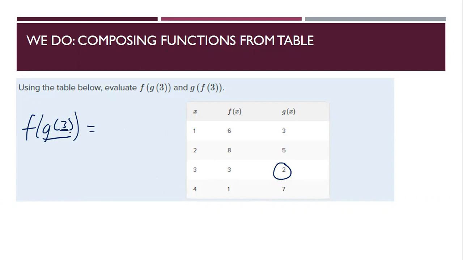So I'm going to 3, x is 3. Do we see that? So I go to x is 3, which is right here. And I want to go to the g function, so not the f function, but the g function. What do I get? 2. So we know that we're going to replace the inside with a 2.